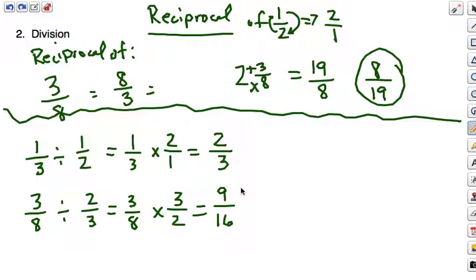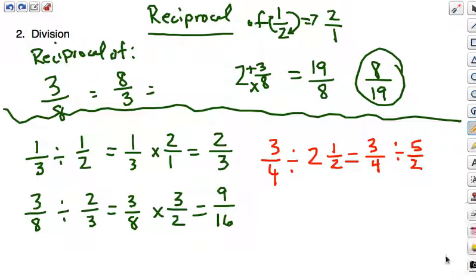Let's look at one where we're dividing a mixed number. We have 3/4 divided by 2 1/2. The first thing we want to do is change that 2 1/2 to an improper fraction, which is 5/2.